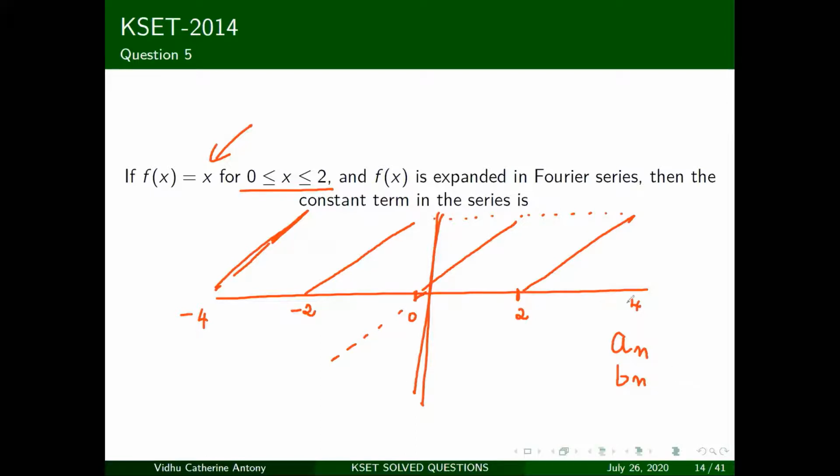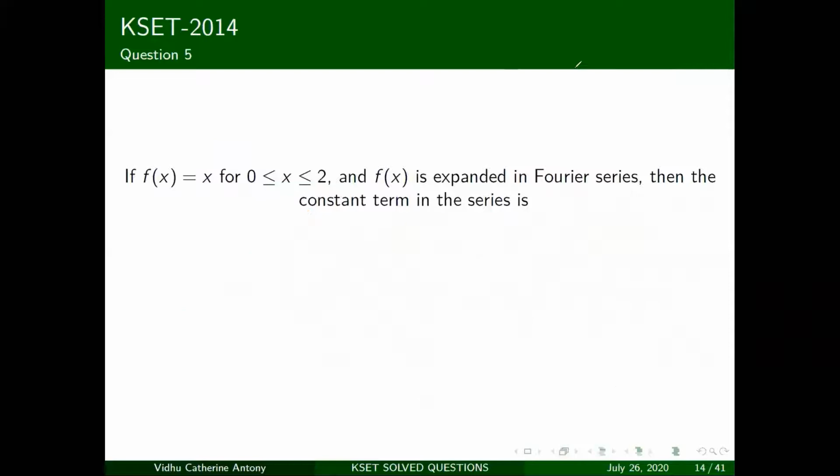Now let's look at this. The trick here is to not actually work this whole problem out. Let's just read through the problem and understand what they've actually asked us to find. If f of x is equal to x for 0 less than or equal to x less than or equal to 2, and f of x is expanded in Fourier series, then what is the constant term in the series? If you've really gone through Fourier series properly, you will remember that there's just one constant term. That's a naught divided by 2. That is your constant term.